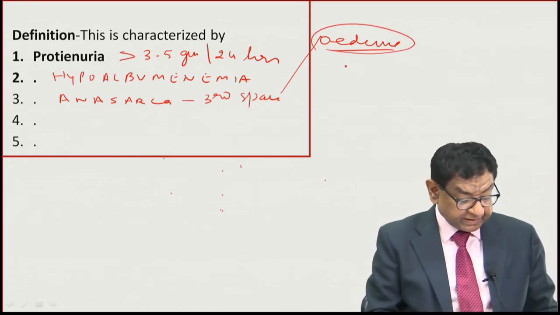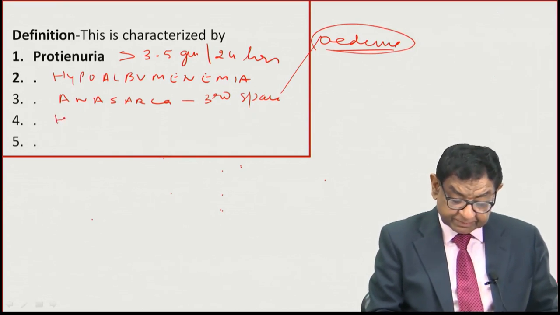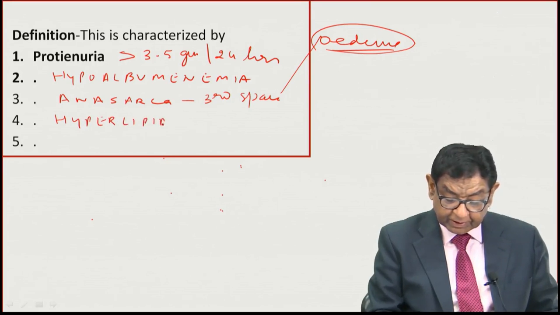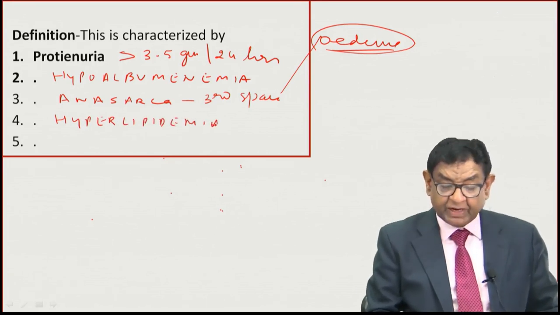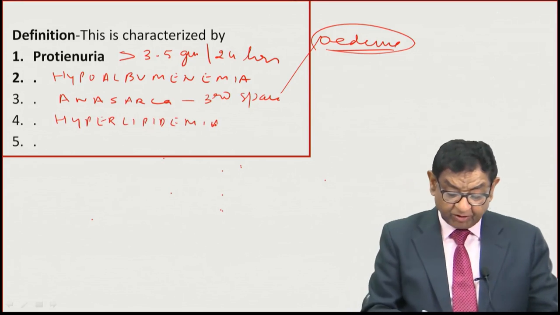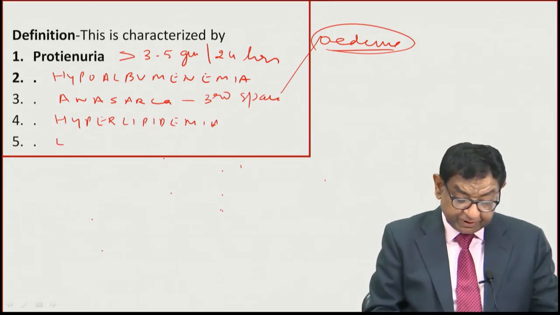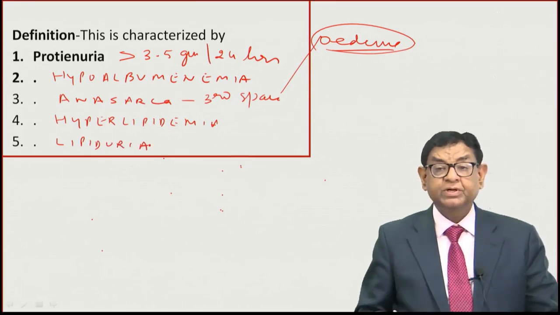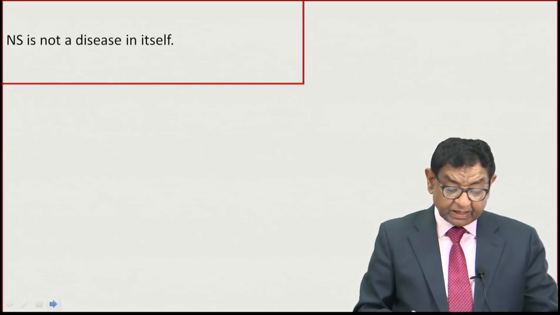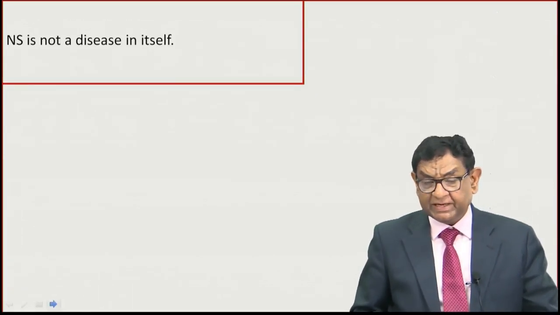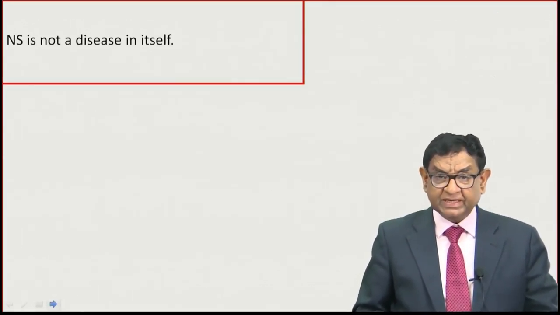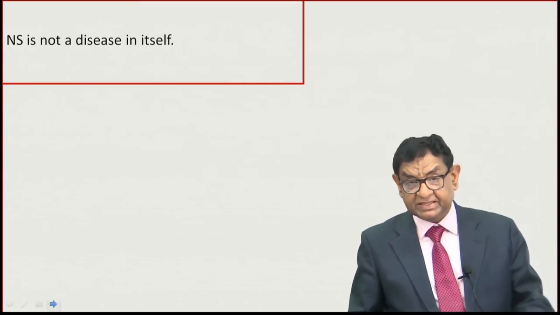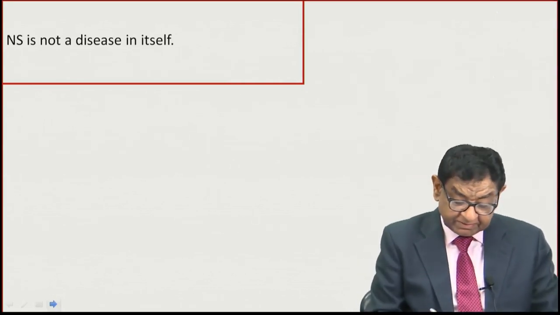What else is there? The patient has hyperlipidemia. Why this occurs, I'll be discussing later on. And of course, we may have lipiduria also. Now, first of all, one more thing I'd like to clarify. Nephrotic syndrome is not a single disease in itself. Rather, it simply indicates severity of proteinuria.